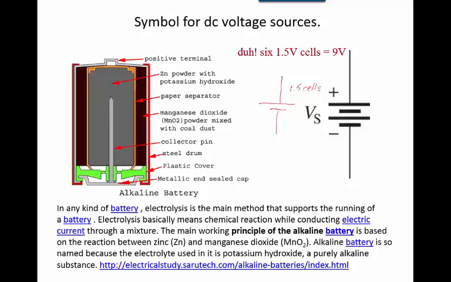Here's the inside of what an alkaline battery looks like. It's a chemical reaction that occurs, an electrolysis process that causes electrons to be at one end and an absence of electrons to be at the other end. There's a really nice link here if you want to learn all about batteries.